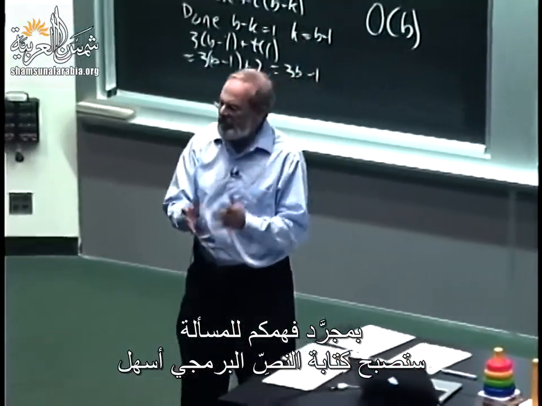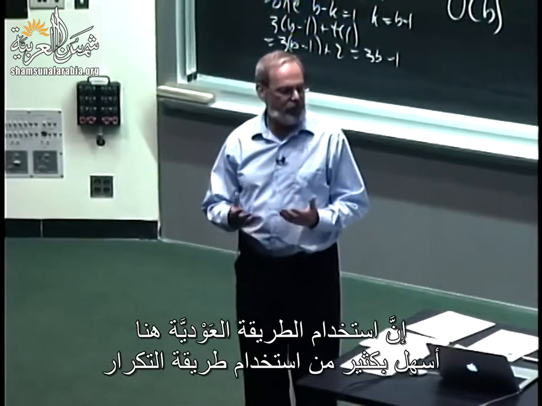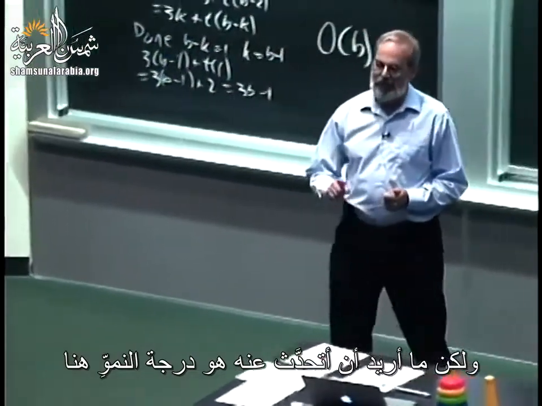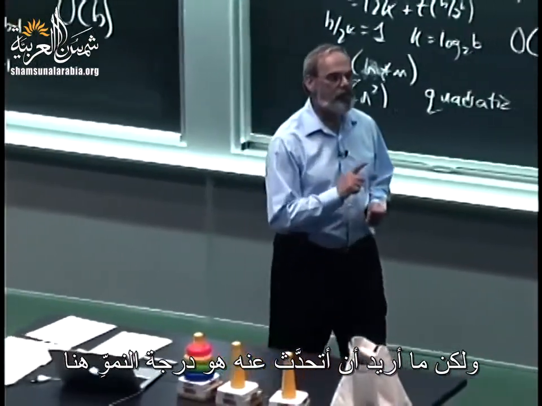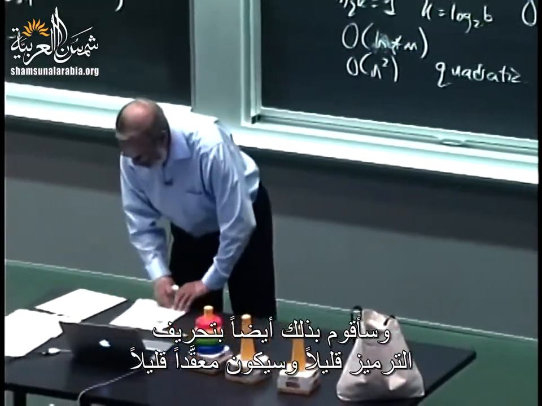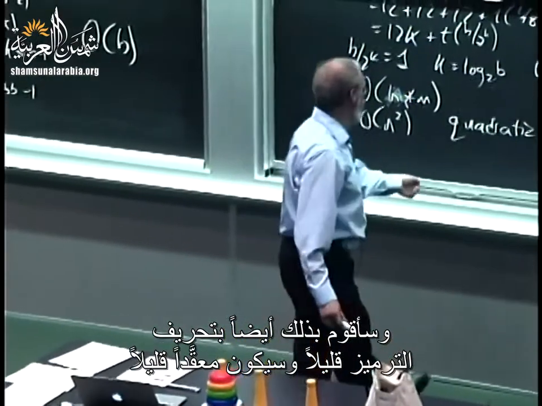Once you hear that description, it's easy to write the code. In fact, this is a place where the recursive version of it is much easier to think about than the iterative one. But what I really want to talk about is what's the order of growth here? What's the complexity of this algorithm? And again, I'm going to do it with a little bit of abusive notation, and it's a little more complicated, but we can kind of look at it.